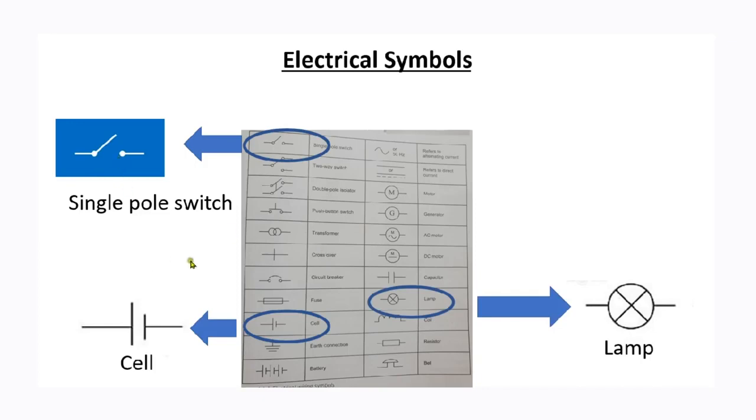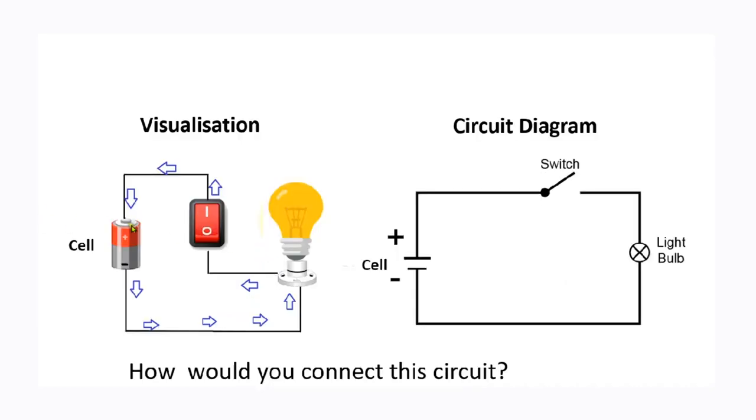Now that I have those three components, I need to take them and bring them into my circuit diagram. On my left hand side, you will see the visualization of what we spoke about first, our cell or battery, our switch, and the lamp. And on your right hand side, we've taken the symbols. Here you can see the symbol of the cell, the symbol of the switch, and the symbol of that light bulb or lamp, and we've put it into our circuit diagram.